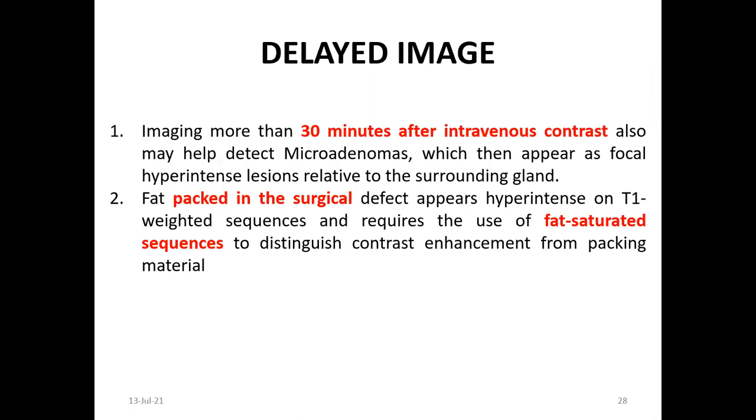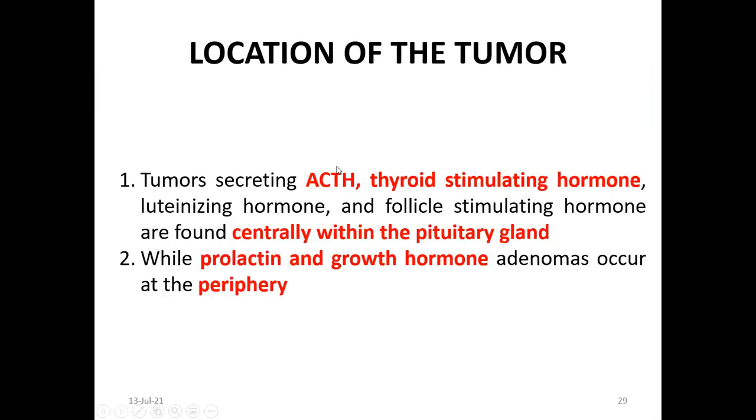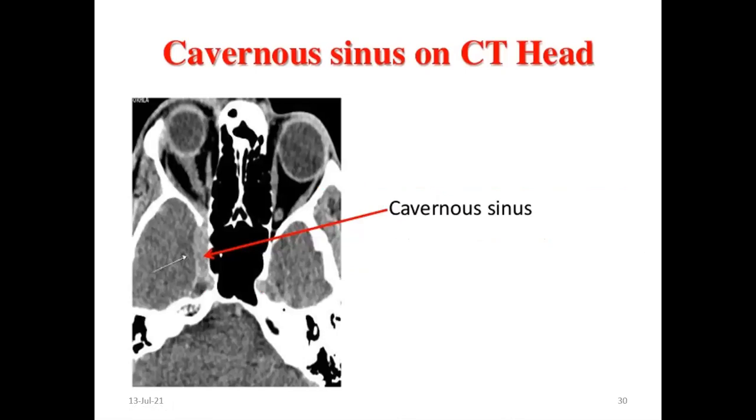Fat-based surgical defects appear hyperintense on T1, so this requires the use of fat-saturated sequences to distinguish them from the packing material. So for microadenomas, if you want to see, take a 30-minute delay after contrast injection. Most of the tumors like ACTH, thyroid stimulating hormone, LH, FSH are located centrally in the pituitary gland, but prolactin and growth hormone occur in the periphery of the pituitary gland.